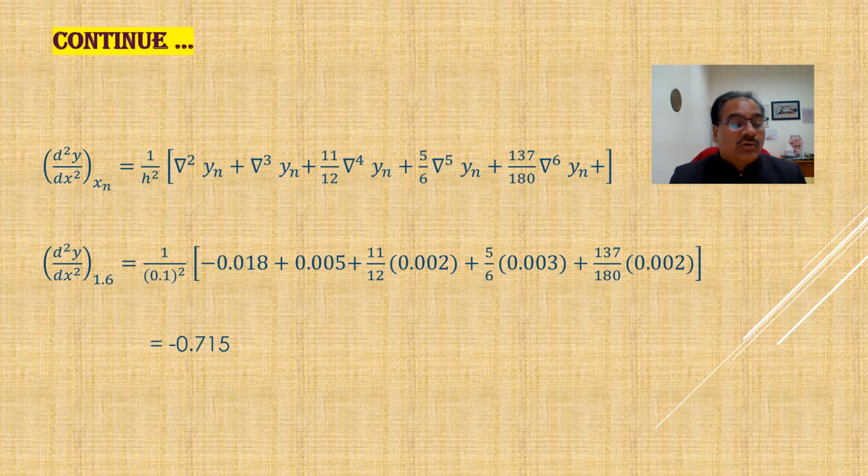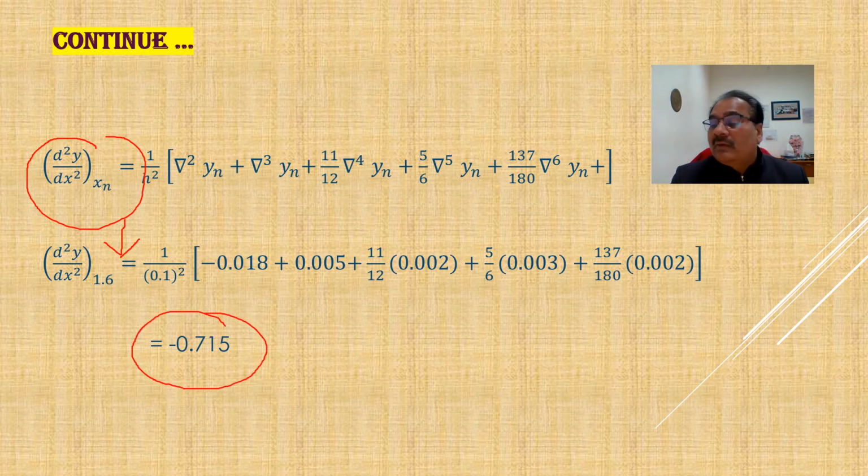Now, similarly, you can get d2y over dx square at x_n. You can find this formula, and after putting all these values from the table and simplifying, you will get 0.715.